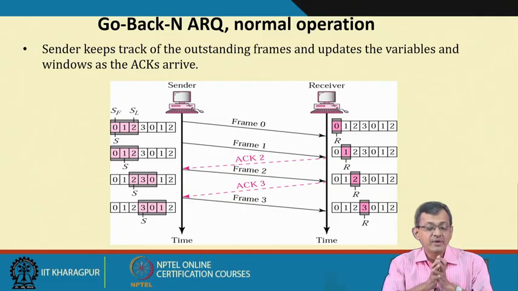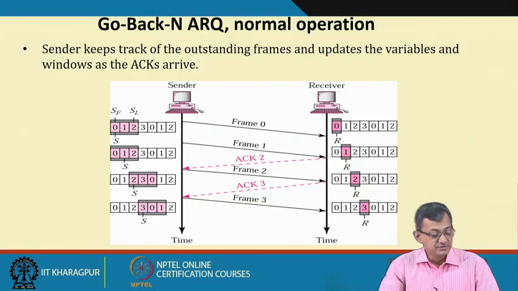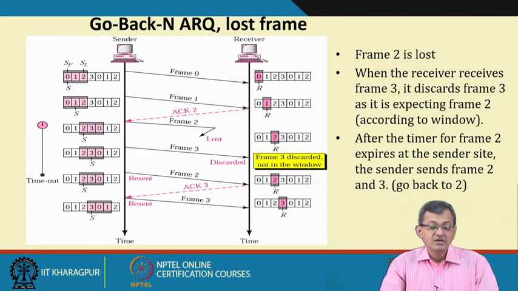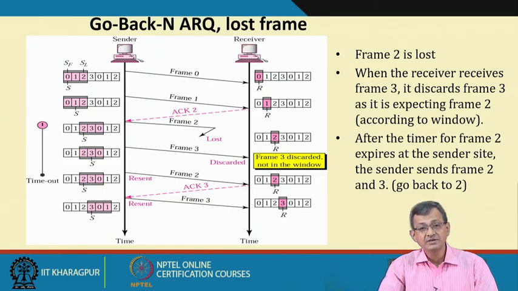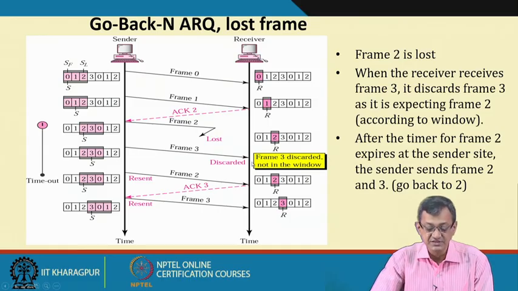So, this is the Go-Back-N ARQ. The sender keeps track of the outstanding frames and updates the variables and windows as the acknowledgement arrives. In case of a lost frame, say in this case frame 2 is lost, when the receiver receives frame 3, it discards frame 3 because it is expecting 2, as we are discussing. So it was expecting 2 here and receives a 3 instead of 2, so it discards it.